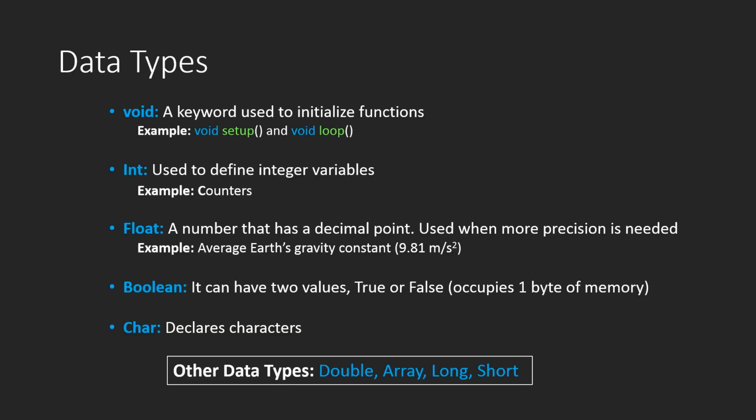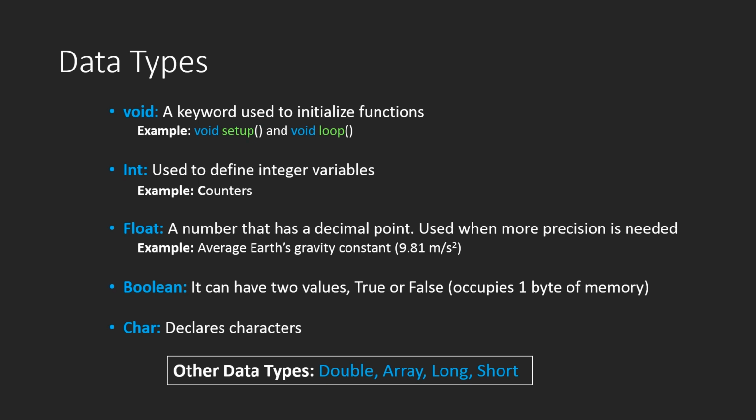Now, to be able to generate a functional code for your experiment, you need to familiarize yourself with the data types used by Arduino. We can use this to define variables, which can be a sensor measurement that varies over time or an actuator command. The first one, called void, is a keyword used to initialize functions, and we've seen this before when we define the setup and loop functions.